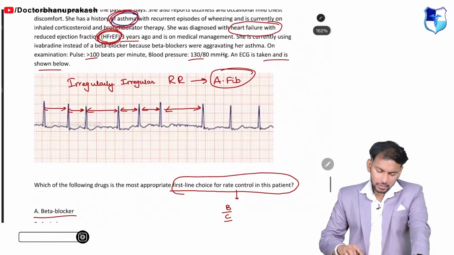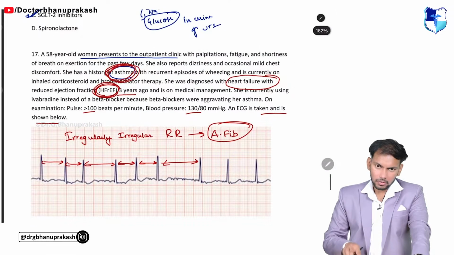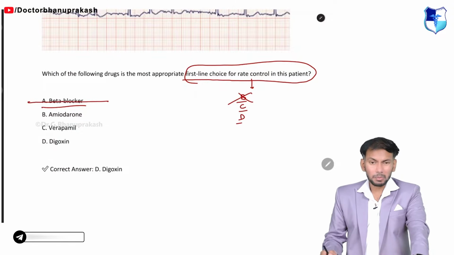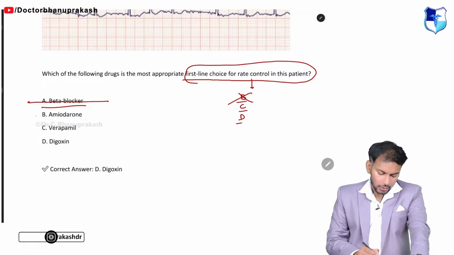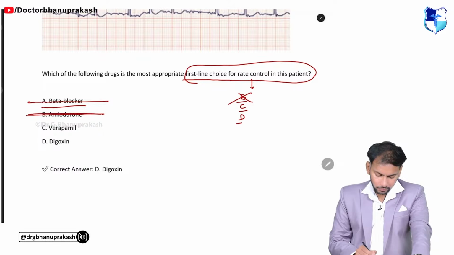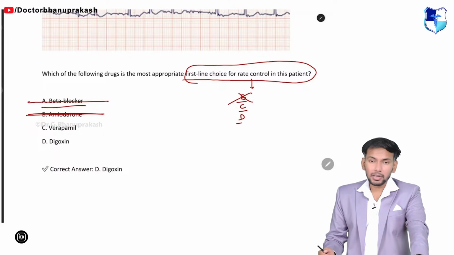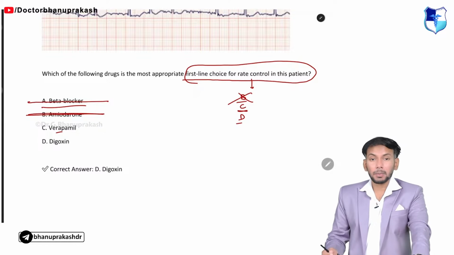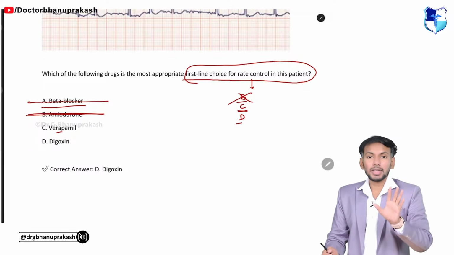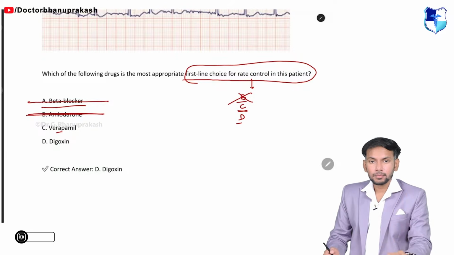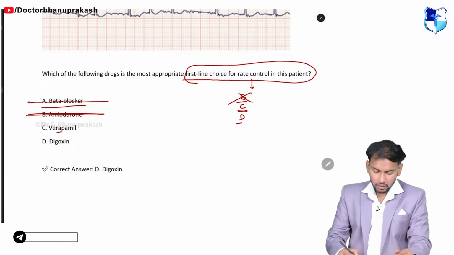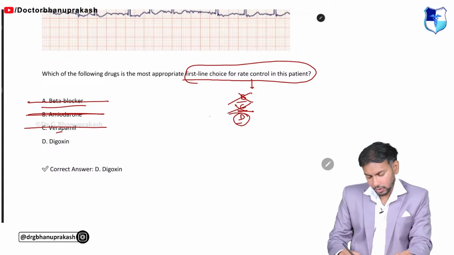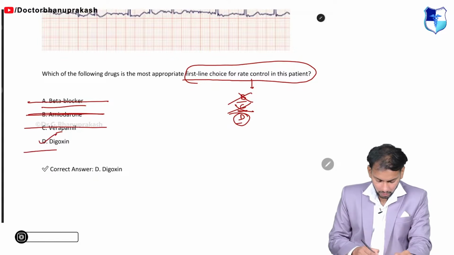Now, this patient has, listen carefully, asthma. So, can you give beta blocker? No. So, beta blocker cannot be given because the patient has asthma. Amiodarone. This is for rhythm control. You cannot give it for rate control. Now, coming to verapamil, it is a calcium channel blocker. But I told you, calcium channel blocker cannot be used in HFrEF because it will decrease the contraction. So, calcium channel blocker cannot be used. Verapamil is not the answer. What is left out? D for digoxin. That is why the answer is digoxin.